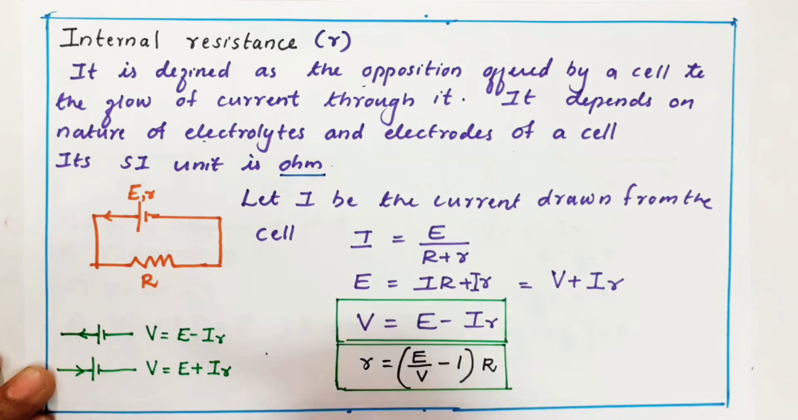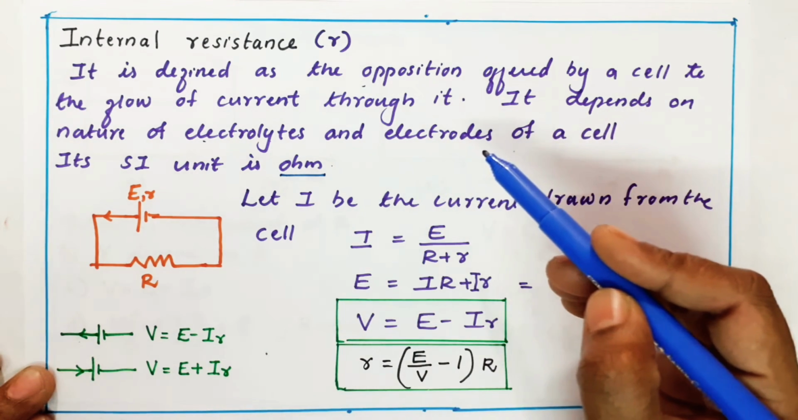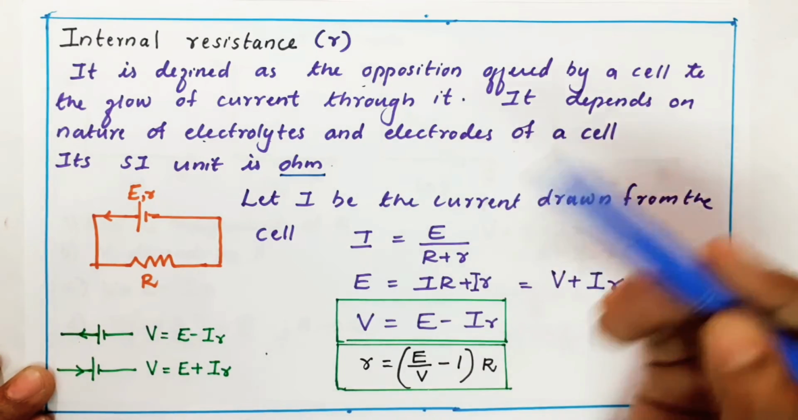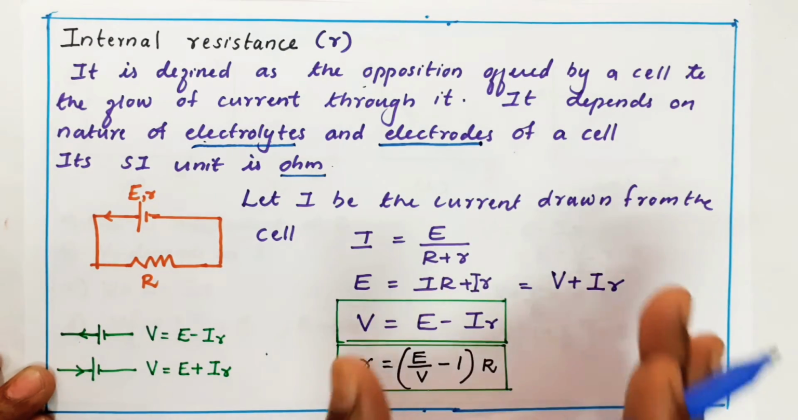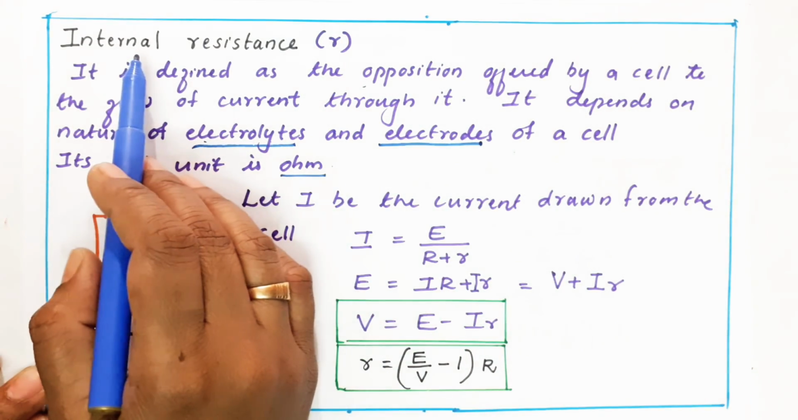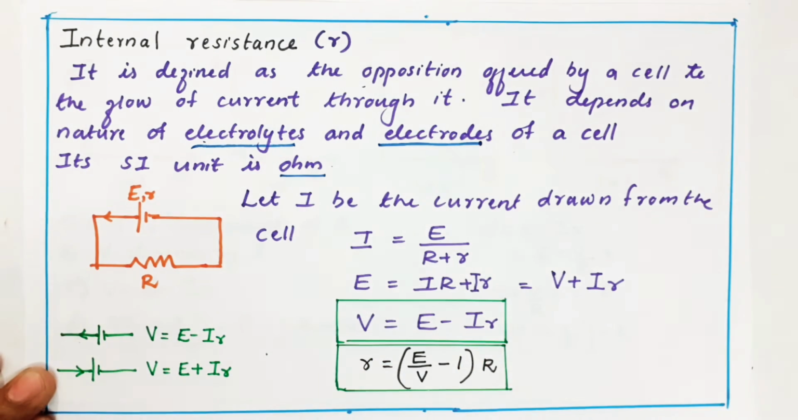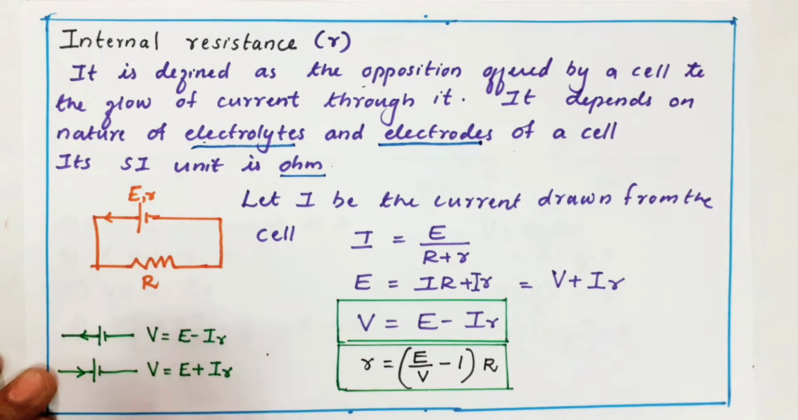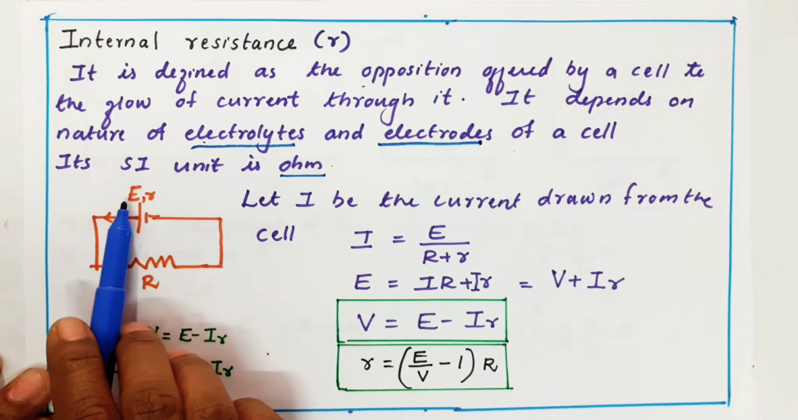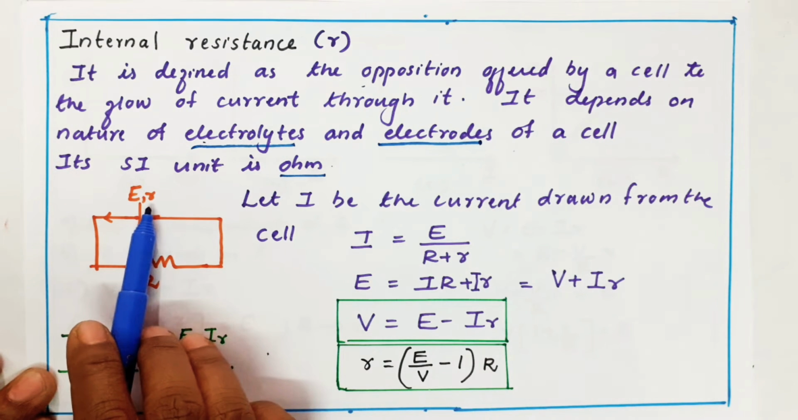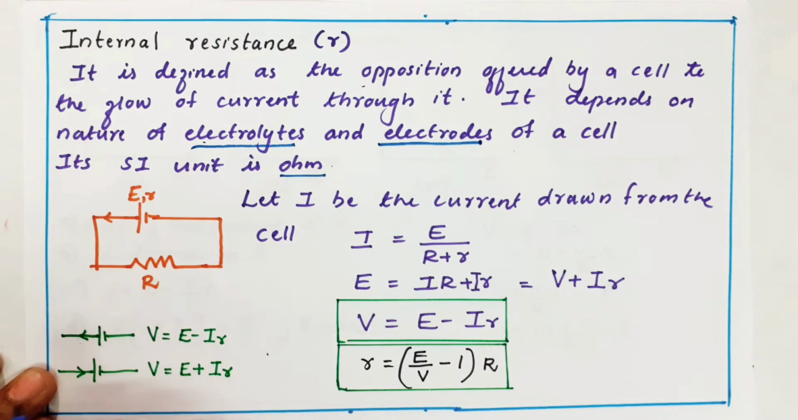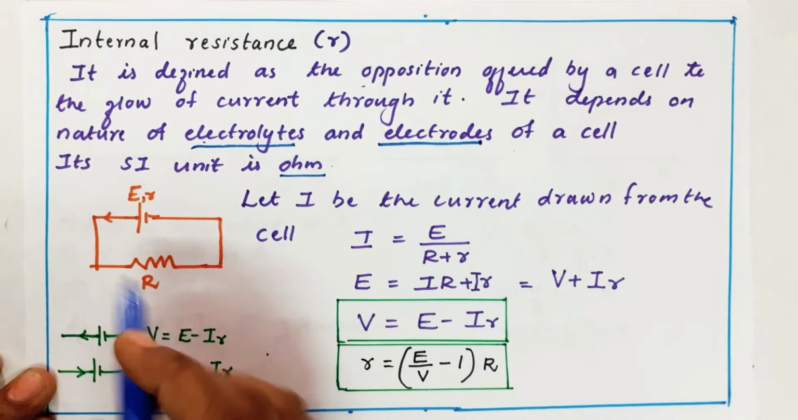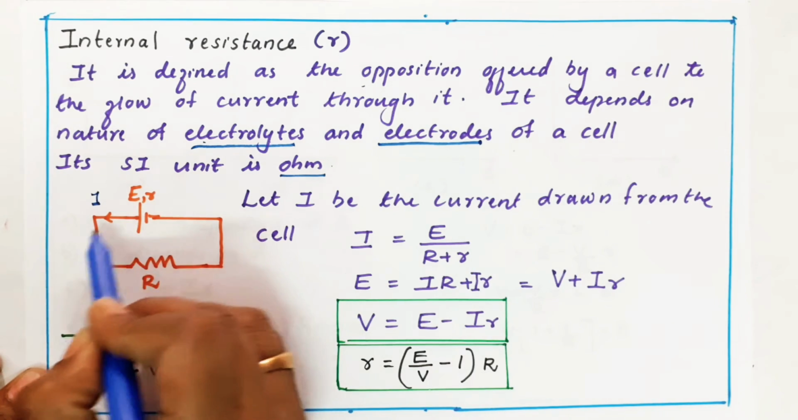Due to the components in the cell, that means due to electrolytes and electrodes, the cell offers a resistance. That resistance is termed as internal resistance. I have drawn a simple diagram here. This is a cell of EMF E. Small r is the internal resistance representation. It is connected to an external resistance, or an external resistor. Let I be the current that comes out from the cell.